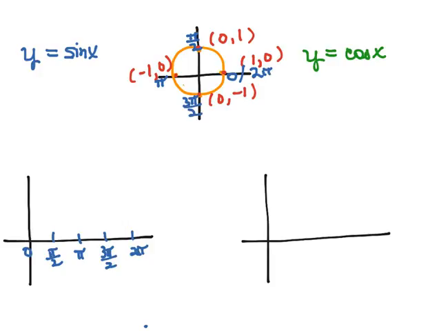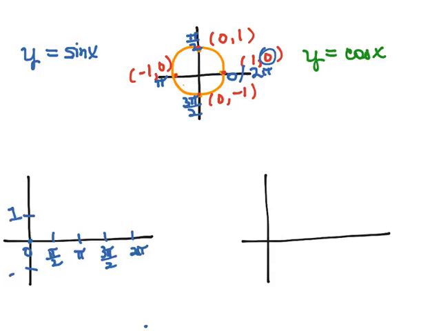Then I'm going to recall that when we defined the trig functions in terms of the unit circle, the function sine gave us the y coordinate on the unit circle. So that means at 0, my sine is 0 because that's the y coordinate on this unit circle. So at 0, the sine equals 0.